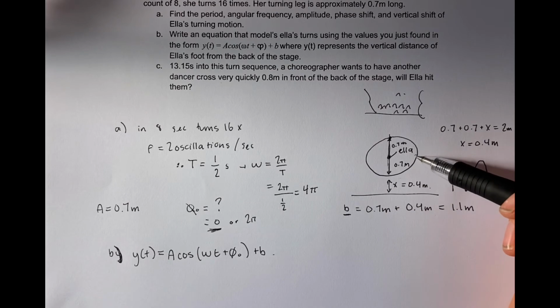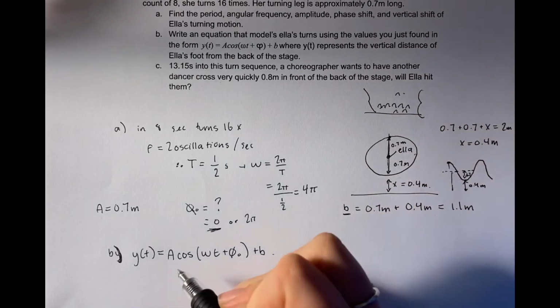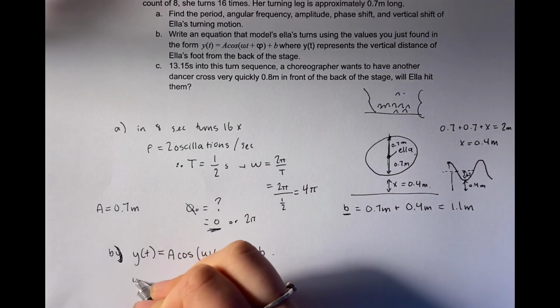Part B asks us to write what we found in an equation form, where y of t represents the vertical distance of Ella's foot to the back of the stage. All we have to do for this question is plug in the values that we found.